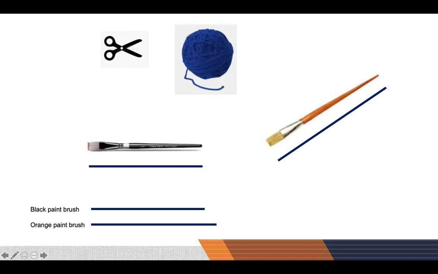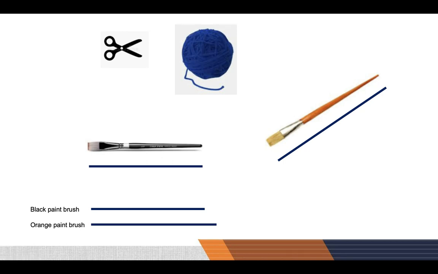After you line it up and trim the string to match each paintbrush, then you can compare the strings to each other. Now we're not comparing the paintbrushes, we are doing what's called an indirect comparison. Indirect means you are not lining up the objects you're measuring themselves, but the tool that you use to measure them. In this case, we used string to measure each paintbrush.